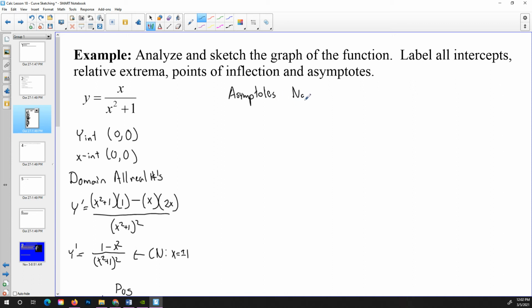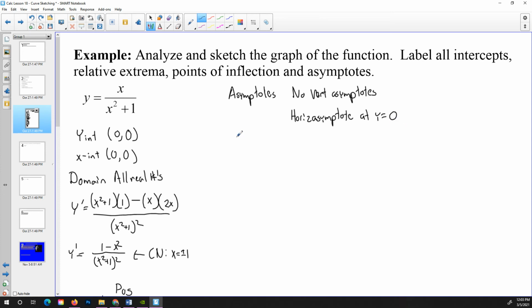There are no vertical asymptotes due to the fact that the denominator is never 0. There's never a division by 0. But there is a horizontal asymptote at y equal to 0.